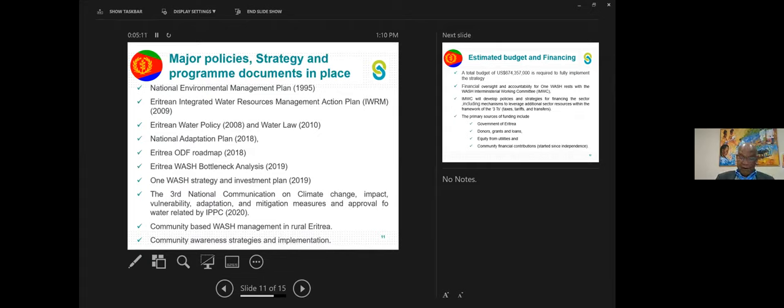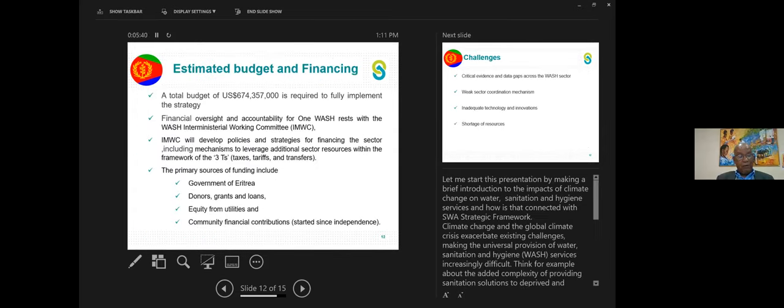At the same time, dealing with climate change, the Third National Communication on climate change impact, vulnerability, adaptation, and mitigation measures is already in place. In that, the approval for water-related IPP is also in place. Furthermore, community-based WASH management in rural areas and community awareness strategies and implementation are also in place. For all the already mentioned initiatives, the total budget required is about 674.357 million to fully implement the strategy.